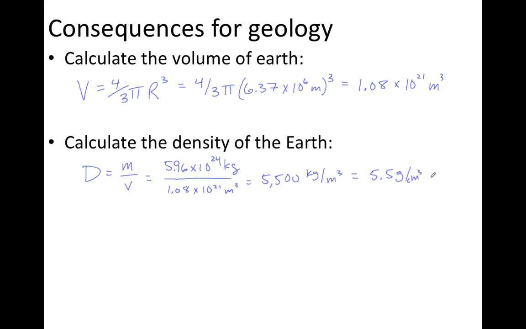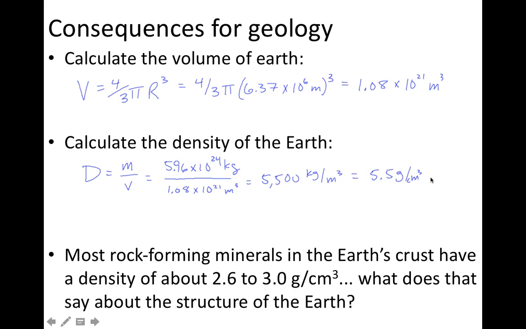Now, if you go out and find a rock on Earth's crust, and measure its density, you're going to find its density is about 2.6 to 3 grams per cubic centimeter. But from Cavendish's calculation, the Earth has an average density of 5.5 grams per cubic centimeter. So the Earth on average is way denser than the material that we find on Earth's crust.